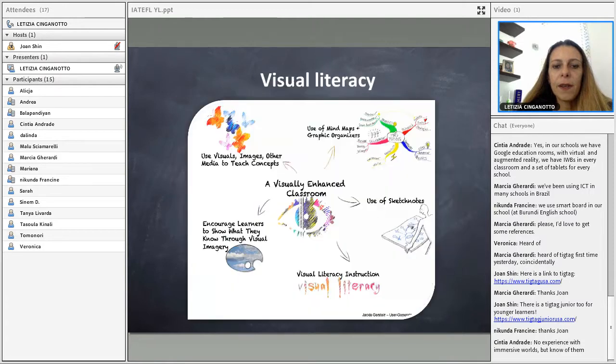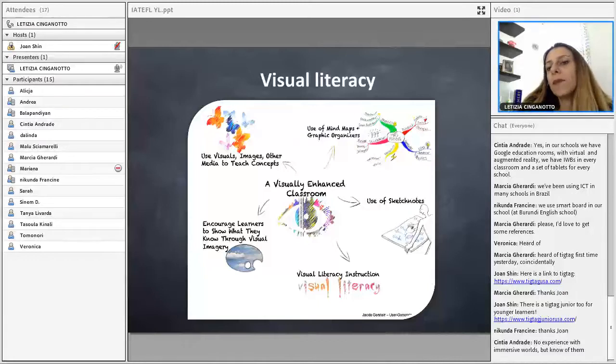Some other input is visual. I was talking about literacies. I was talking about how important it is nowadays to foster our students' pluriliteracy, the ESML project I was mentioning, the 21st century skills and literacy.